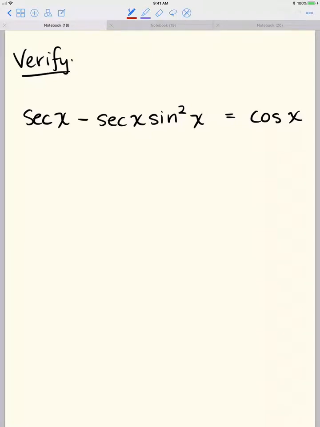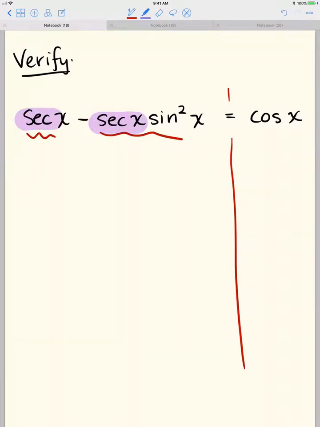Next one has secant x minus secant x times sine squared x equals cosine. The left side is the busy one, so I'm going to try to verify that the left side equals cosine of x. So I don't have a secant squared where I could replace with a tangent, not that I would want to. I have a sine squared, but the only thing I could do is rewrite that in terms of cosine. And so for right now, I'm just going to take and identify the fact that I have two separate terms, both of which have a secant of x in common. So I'm going to start by factoring out secant of x, and I'm left with 1 minus sine squared of x.